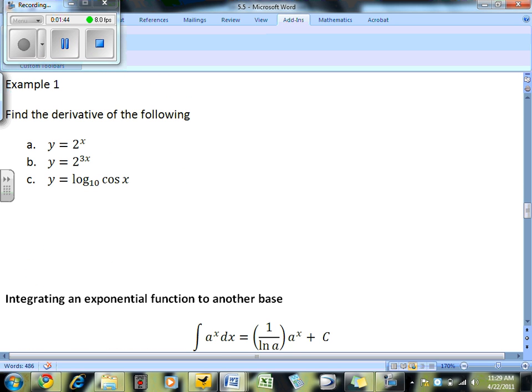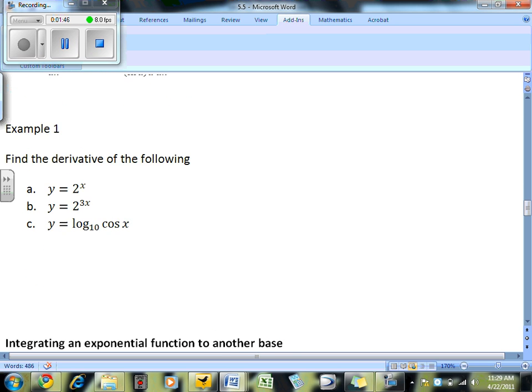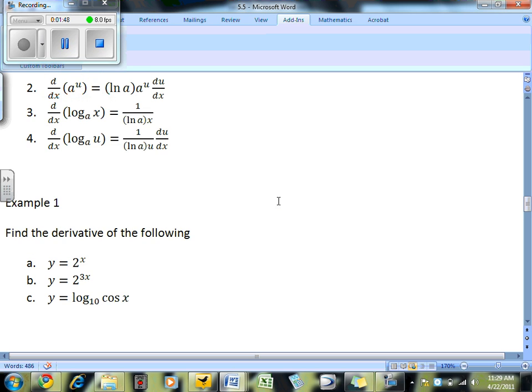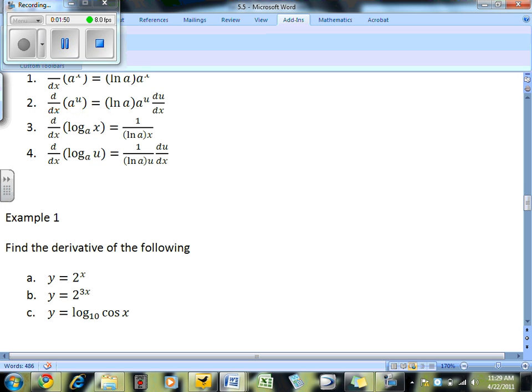Example 1: find the derivative of the following. Let's get it up here so we can see our properties as well. For a to the x, the derivative of a to the x is the natural log of a times a to the x. So we're going to have the natural log of our base. So y prime is going to be the natural log of our base times 2x. That's it.